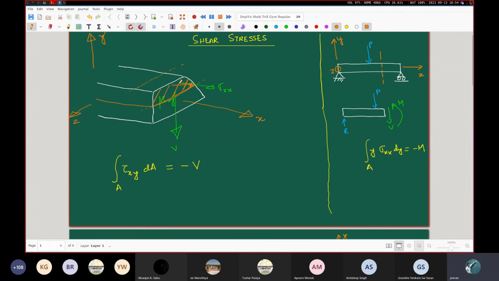Certain shear forces are also being developed on these horizontal faces, having a magnitude equal to these shear stresses. So those shear stresses on those horizontal planes are actually equal to the shear stresses on these vertical planes. It's a very important insight.